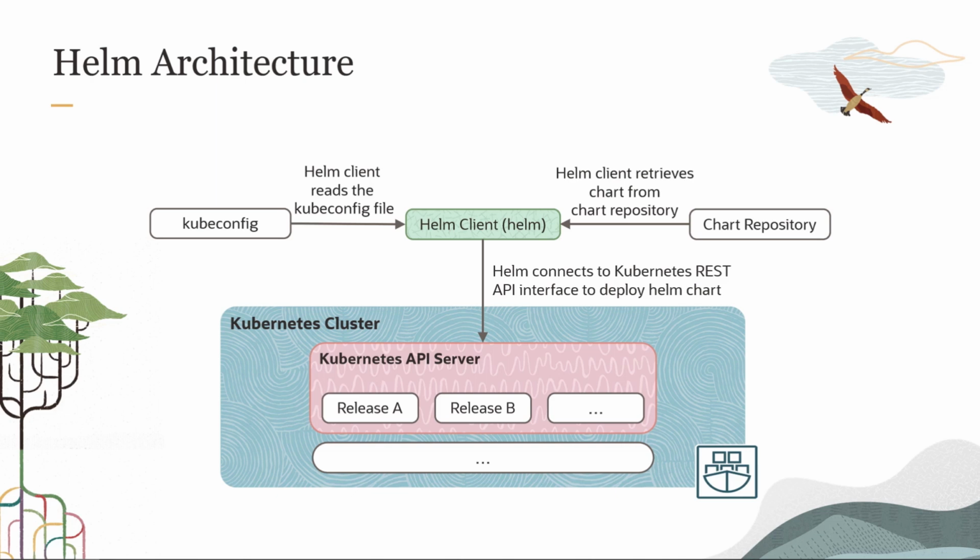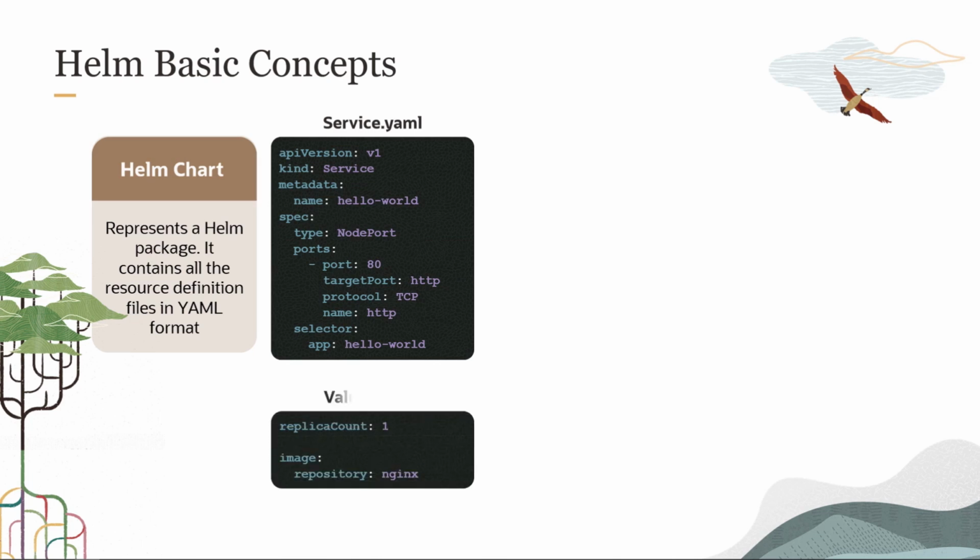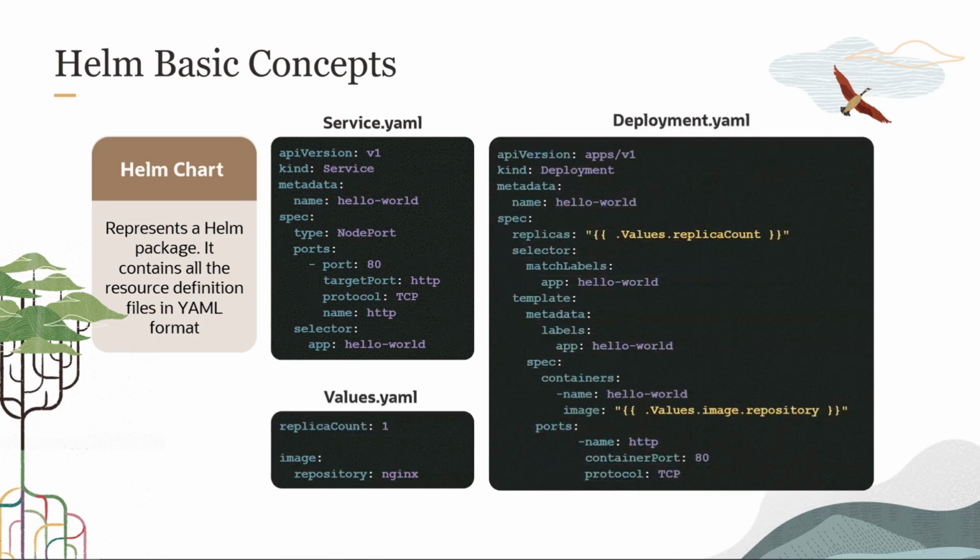By calling the REST API interface provided by Kubernetes, all the Kubernetes resources that are defined in the YAML format contained within the chart package are created in the Kubernetes ecosystem. The latest version of Helm is Helm version 3 as I record this video. To better understand Helm, there are three concepts we need to get familiar with.